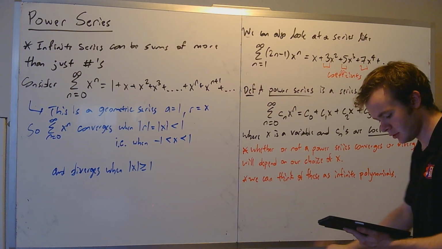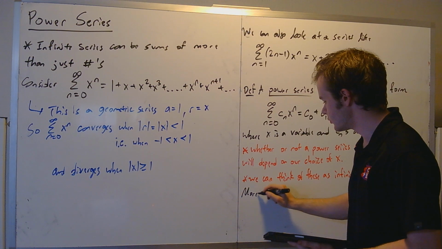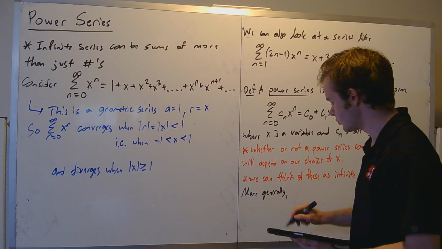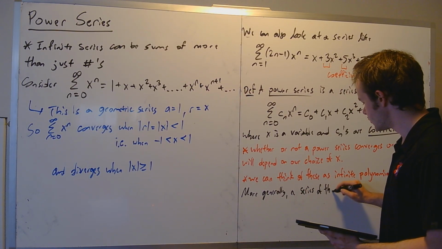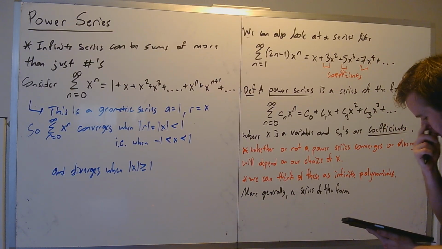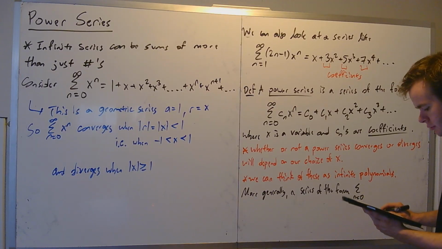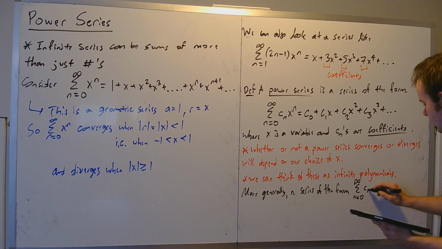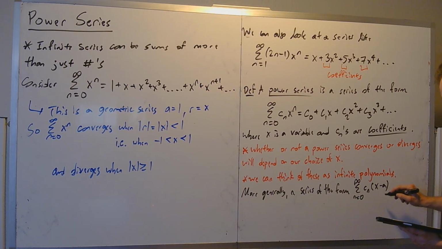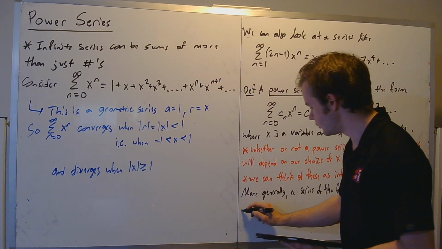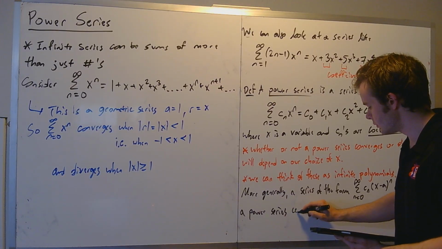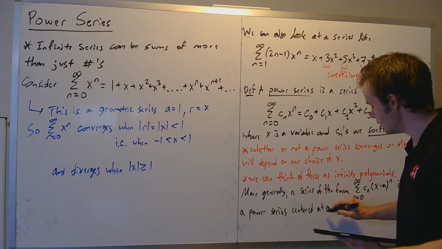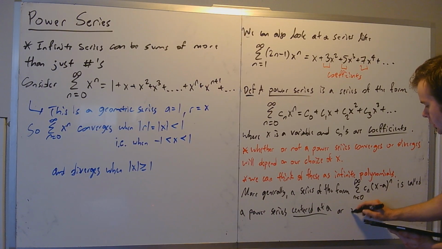Okay, and I'll say here more generally, a series of the form the sum from n equals 0 to infinity of Cn times (x minus a) to the power of n is called a power series centered at a, or about a.